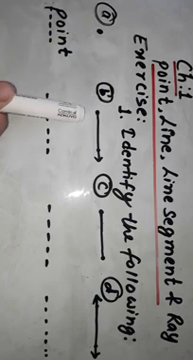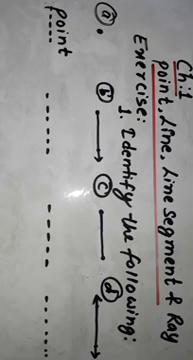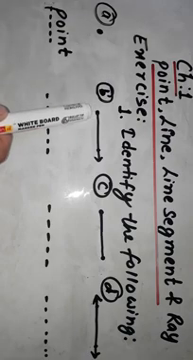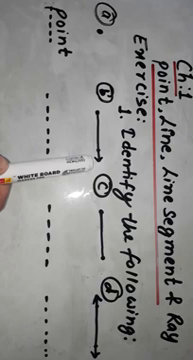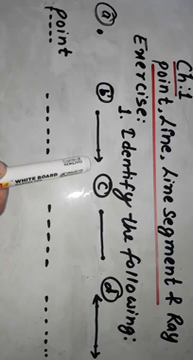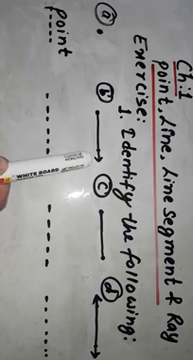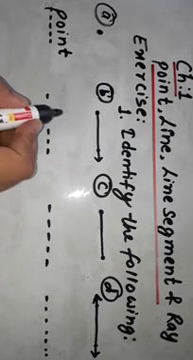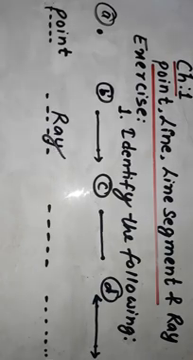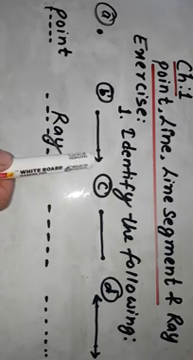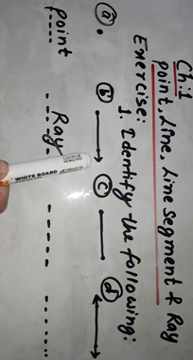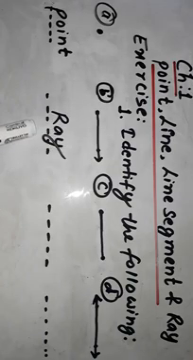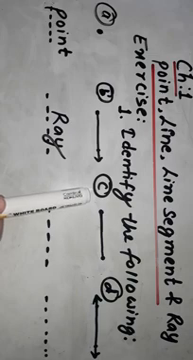Now next, in the next figure you can see there is an end point at one side and an arrowhead on another side. I've already told you, if you see one arrowhead and one end point, it means that is your ray. Having one arrowhead is your ray.